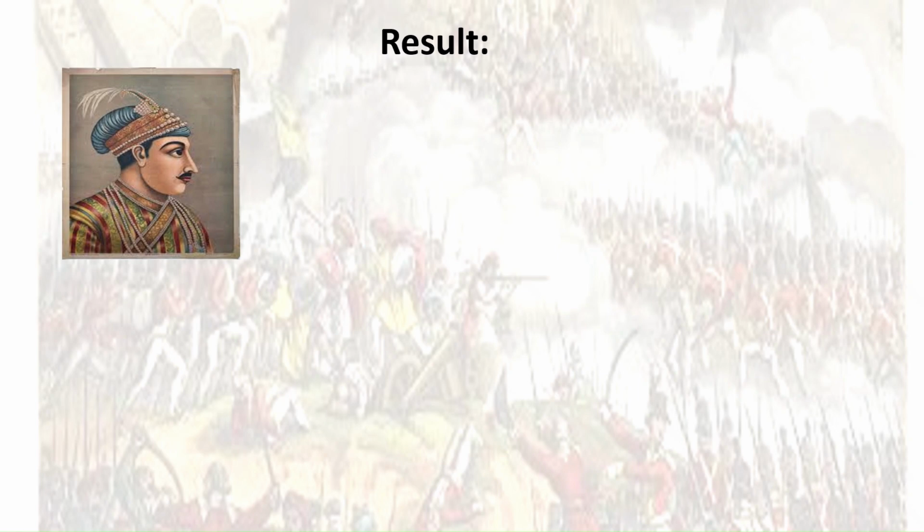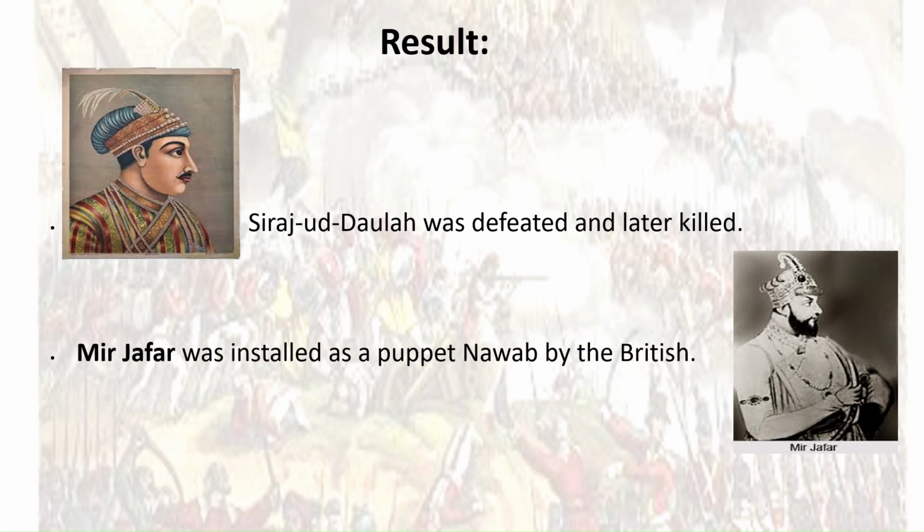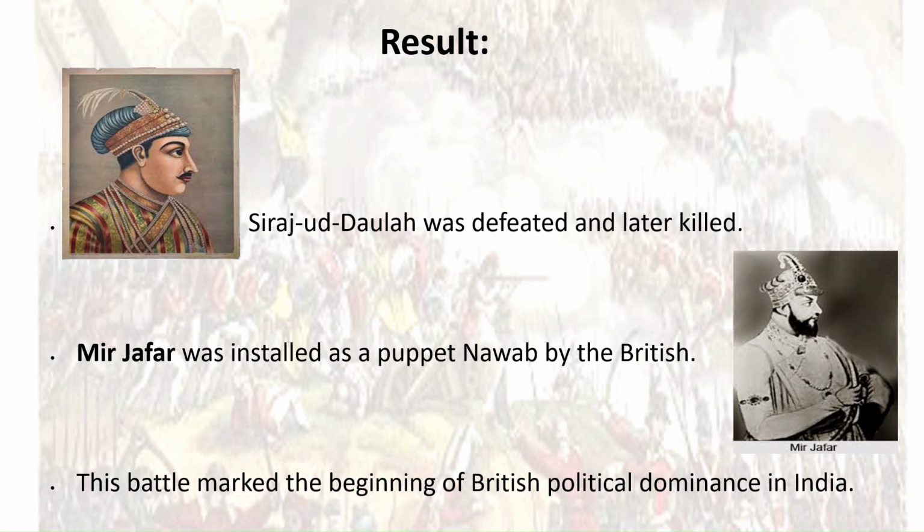Result of the battle. Siraj-ud-Dawla was defeated and later killed. Mir Zafar was installed as a puppet Nawab by the British. This battle marked the beginning of British political dominance in India.